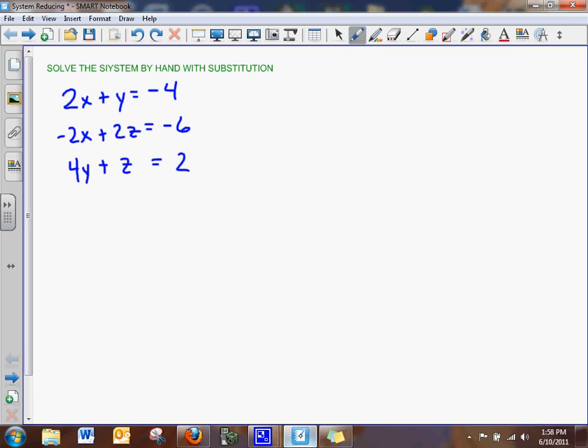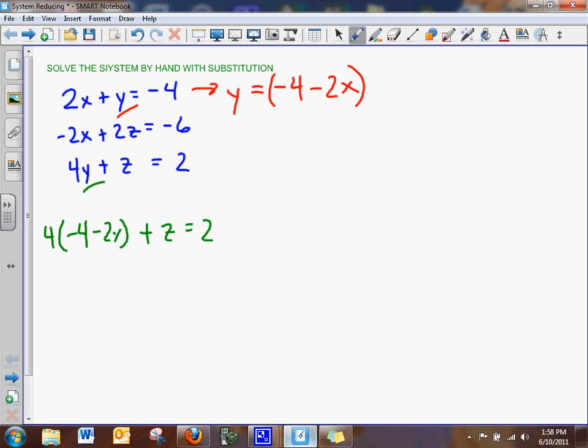What I like here is I'll just solve for that y in the first equation because it's by itself already. So if I solve that for y, subtract 2x from both sides, it's for y. Okay. So we've got an expression that's equal to y. I'm going to substitute that expression into another equation that uses y. That's the third equation. So 4 times that expression plus z is equal to 2. Substitute in the expression for y.